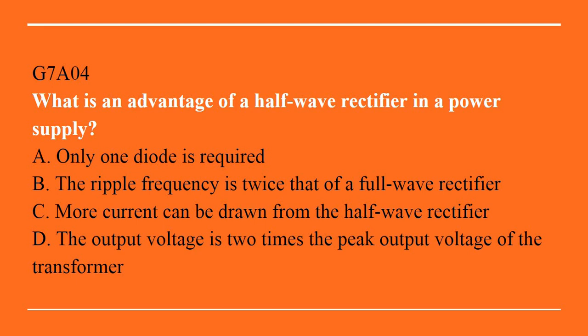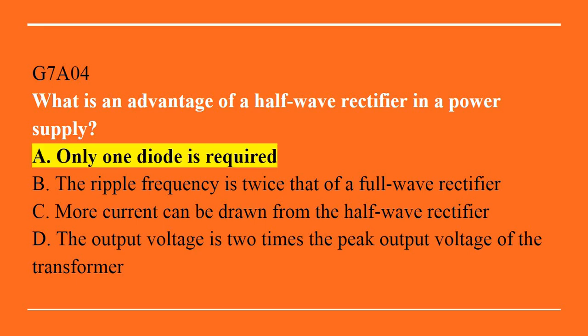G7A04, what is an advantage of a half wave rectifier in a power supply? A, only one diode is required. B, the ripple frequency is twice that of a full wave rectifier. C, more current can be drawn from the half wave rectifier. Or D, the output voltage is 2 times the peak output voltage of the transformer. Answer is A, only one diode is required.